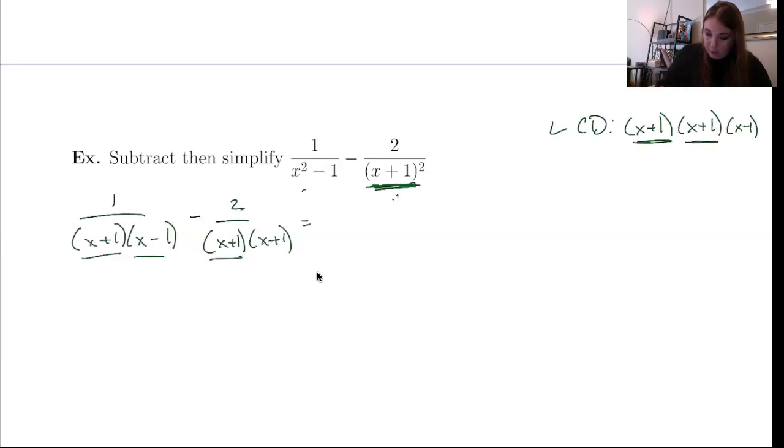So what do I need to multiply my first fraction by? I have an x plus 1. I have one of them, and I have one x minus 1. So I need to multiply by an x plus 1. So where's my purple? And I wrote the question right again. Okay, yeah. And then for my second fraction, I just have these first two guys. So I have this guy and I have this guy. So I need to include an x minus 1.